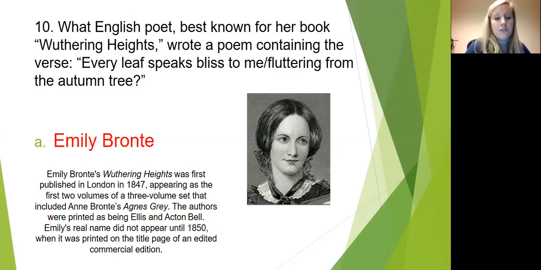It appeared as the first 2 volumes of a 3-volume set that included her sister, Anne Bronte's Agnes Grey. The authors were printed as being Ellis and Acton Bell. Emily's real name did not appear until 1850, when it was printed on the title page of an edited commercial edition.